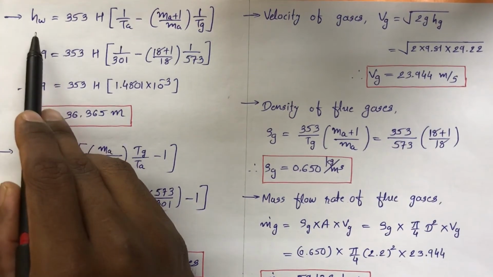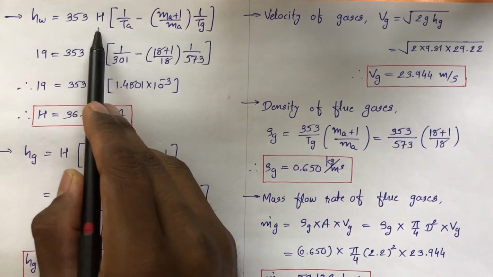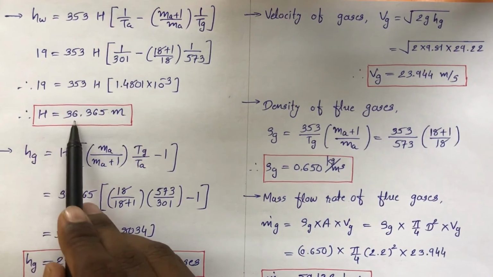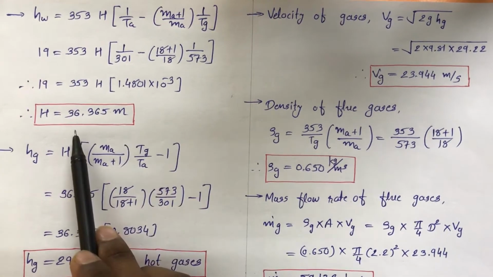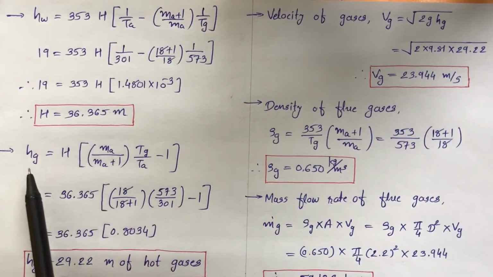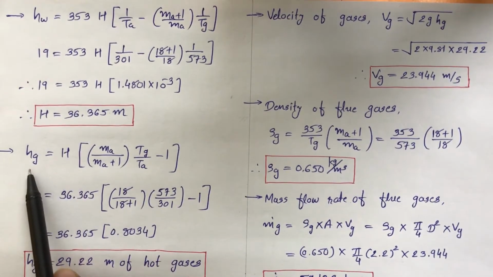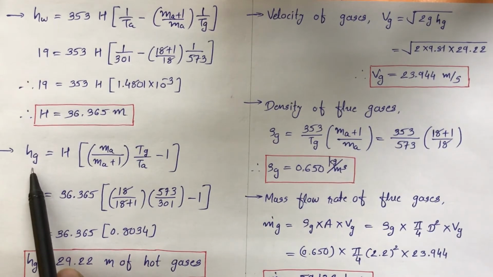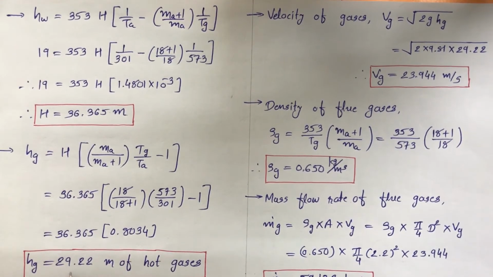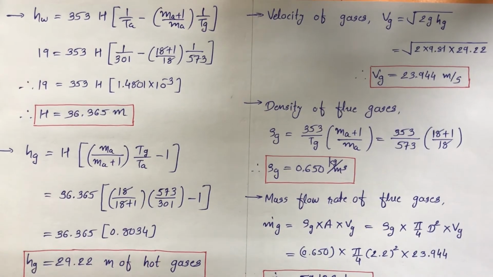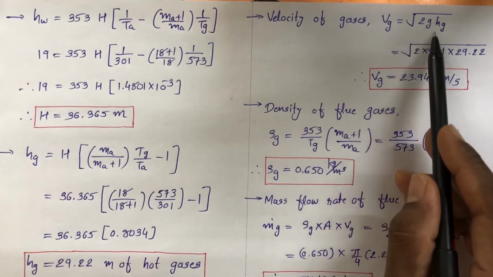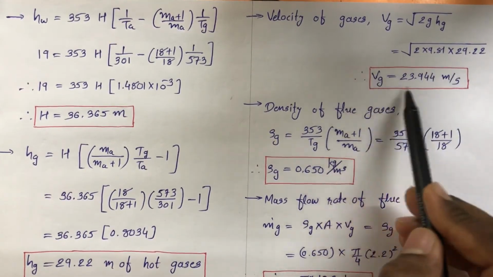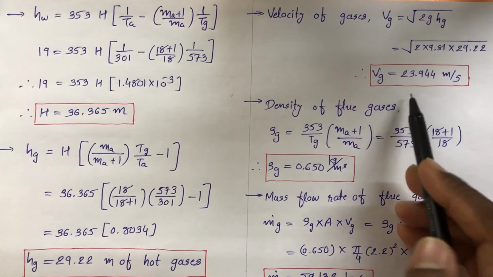Use the equation of Hw to find capital H. Capital H will be 36.365 meter. Use this capital H to find draft produced in terms of column of hot gases. So you will get 29.22 meter of hot gases as Hg. You can easily find Vg, square root of 2g into Hg, velocity of hot gases.